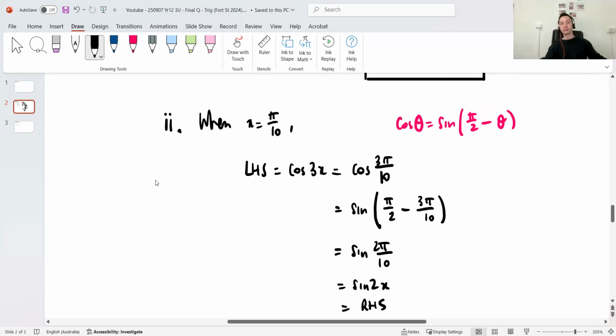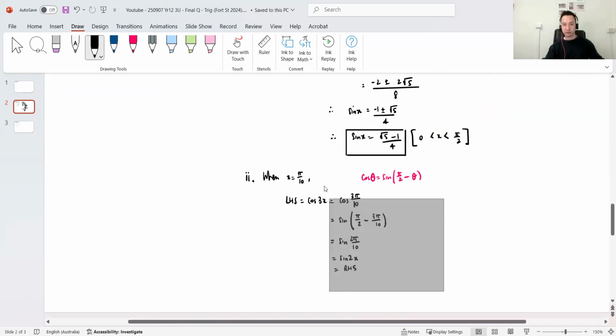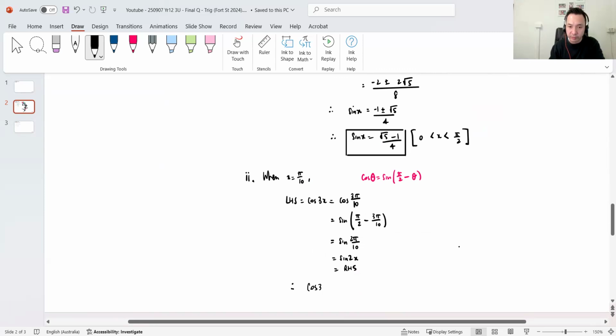Perfect. So therefore, cos 3 pi on 10, that's cos 3x. So therefore, x equals pi on 10 is a solution. Pretty easy. So sub that in and use the identity, that cos equals sine of 90 minus theta. They're complementary angles.